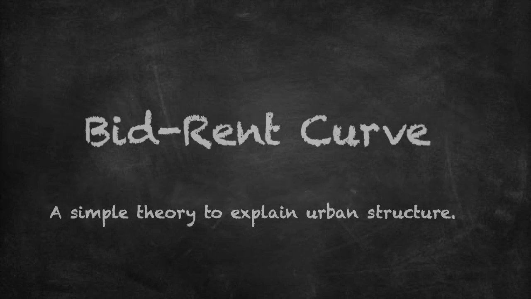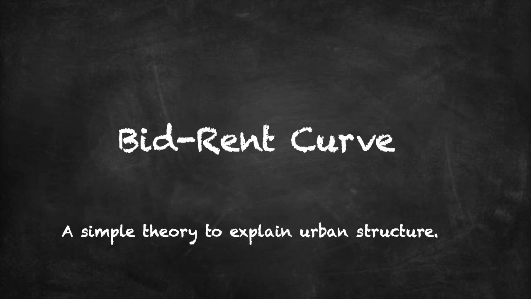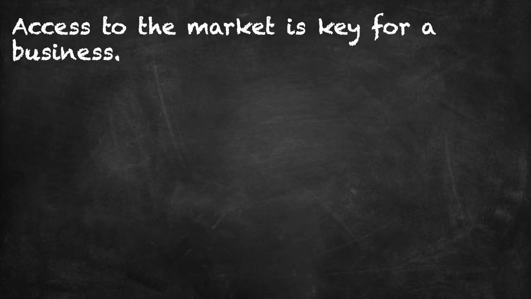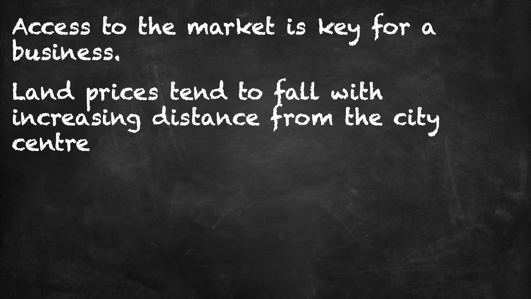Let us look in this lesson at the bid-rent curve. It's a simple theory to explain urban structure. When we think about land within the urban area, access to the market is key for any business. And so when we look at the value of land, it tends to fall as you have an increasing distance from the city center because business wants to be in the center of the city.